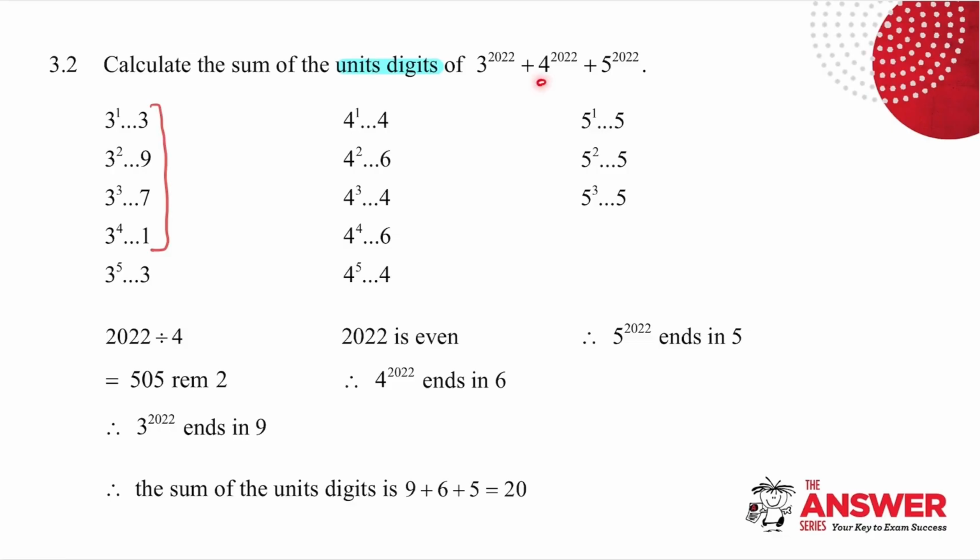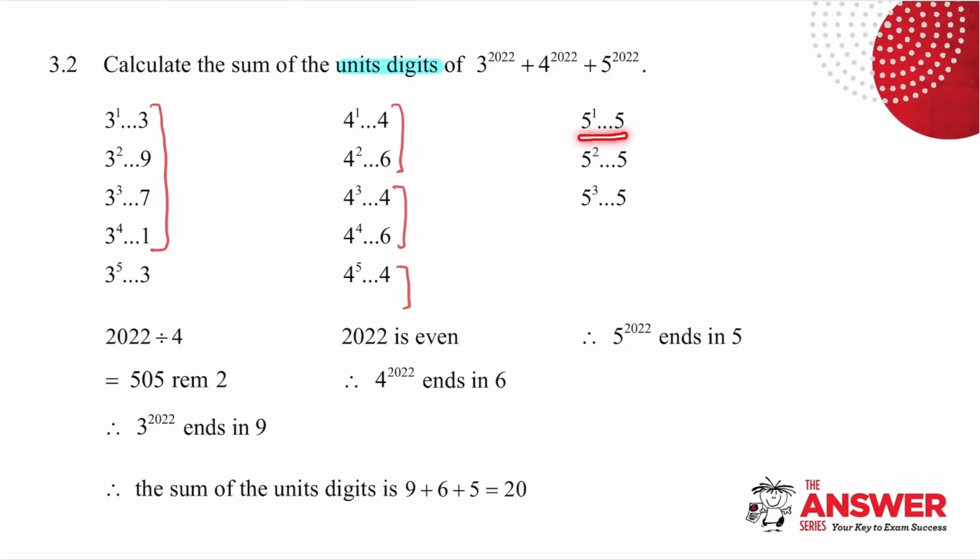I do the same thing with 4 to the power 2022. So 4 to the 1 is 4. 4 squared is 16. It ends in a 6. 4 cubed is 64. It ends in a 4. And so on. And what do you notice with 4? Well, it ends in either a 4 or a 6. If my power is odd, my number ends in a 4. If my power is even, my number ends in a 6. Because 2022 is even, it means that 4 to the power 2022 ends in 6.